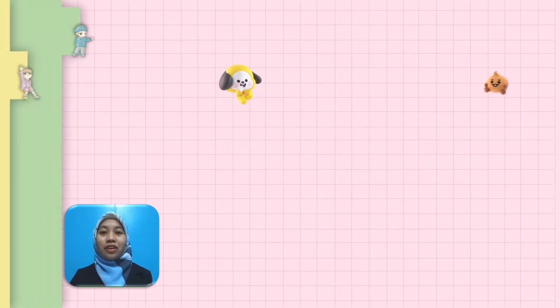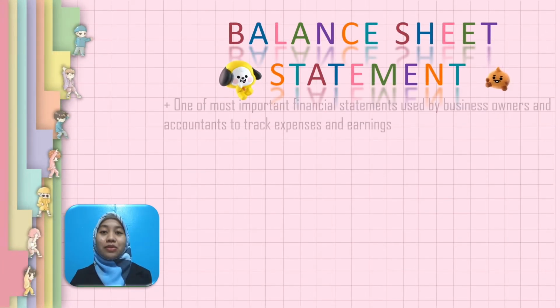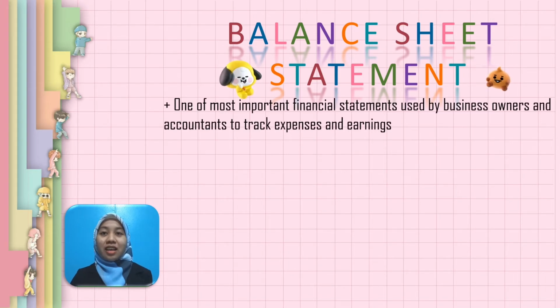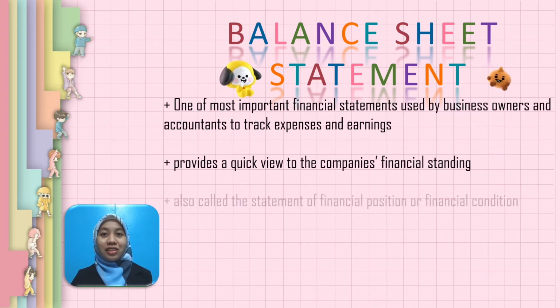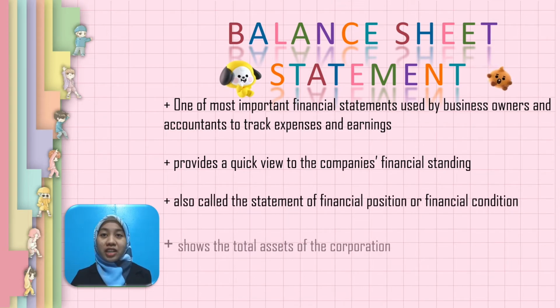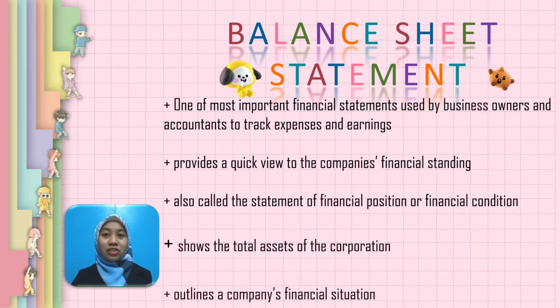A balance sheet is one of the main financial statements that can be used to track expenses and earnings, especially for business owners and accountants. A balance sheet provides a quick view of the company's financial standing. It is also called the statement of financial position or financial condition, which shows the total assets of the corporation as well as how these assets are financed, whether via debt or equity. The balance sheet outlines a company's financial situation. It is often finished at the end of a reporting period.